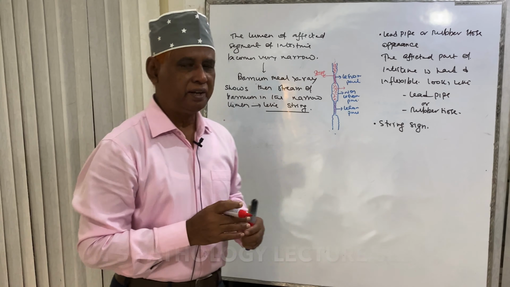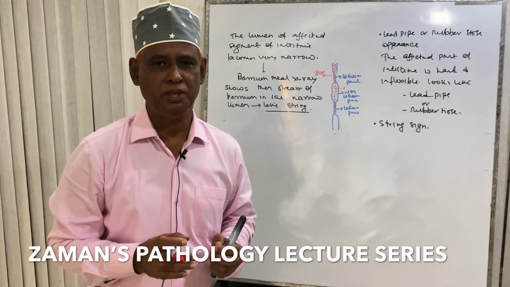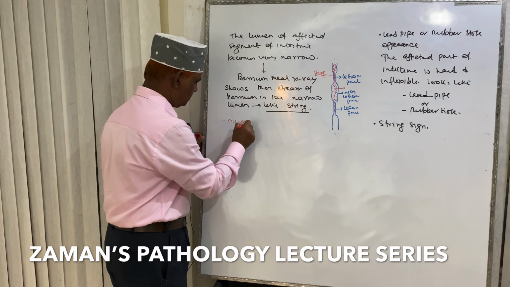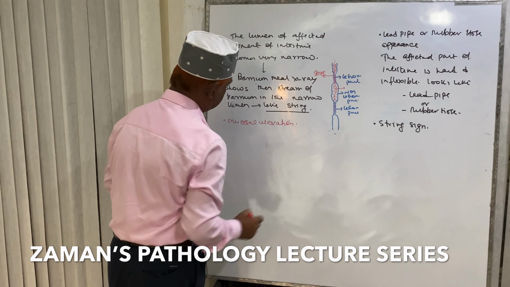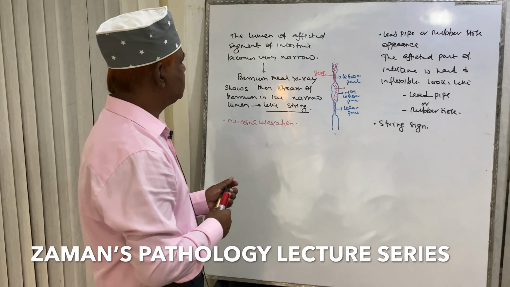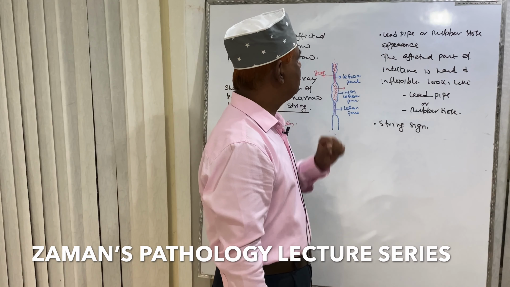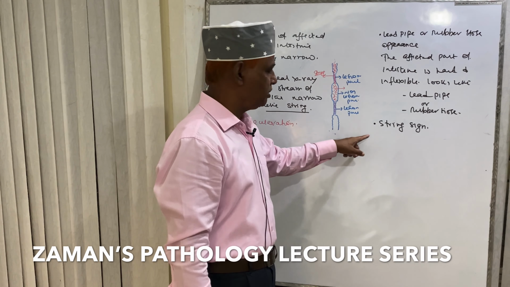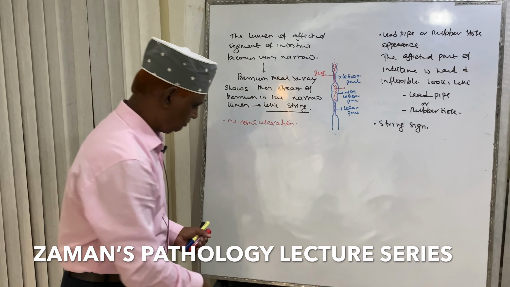Another characteristic of Crohn's disease on gross examination is mucosal ulceration. So, on gross examination, the findings are skip lesion, lead pipe or rubber hose appearance, third one is string sign, and fourth one is mucosal ulceration.